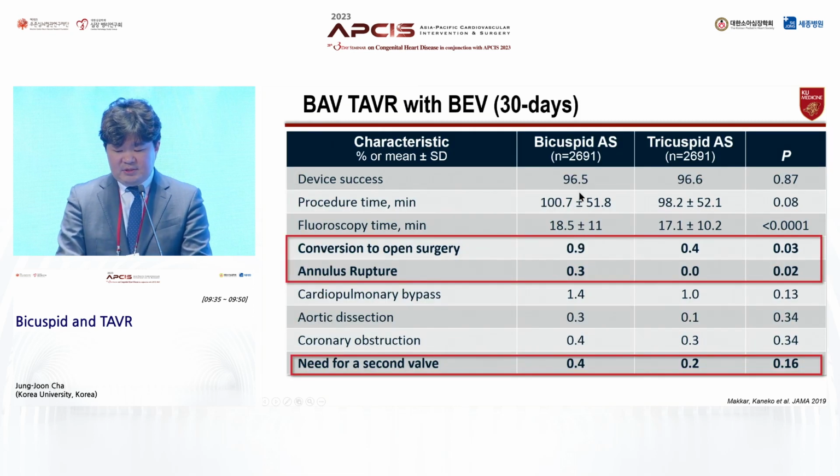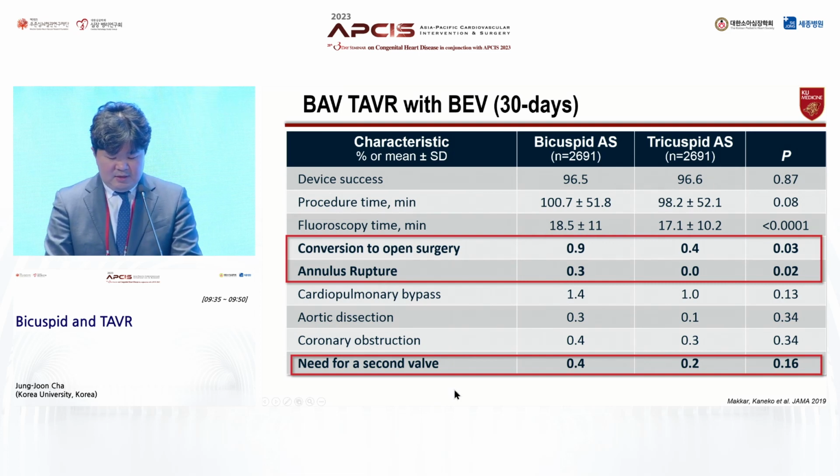And after the matching, in bicuspid aortic stenosis with the balloon expandable valve, conversion to open surgery and annulus rupture are higher compared to tricuspid aortic stenosis, though there is no statistical significance. The need for a second valve is numerically higher.